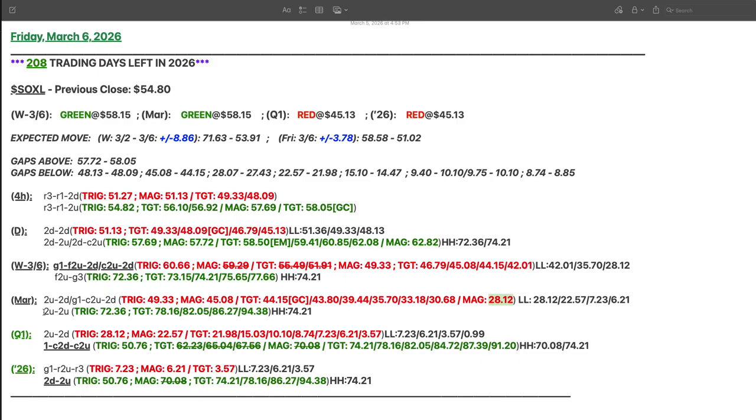If we end up pushing back up, again, it's only the first week of the month. So if we end up pushing back up and end up going 2 up on the month, we've got to get up to 72.36 to do that. So we'll talk about it a little bit more if we get closer to that.